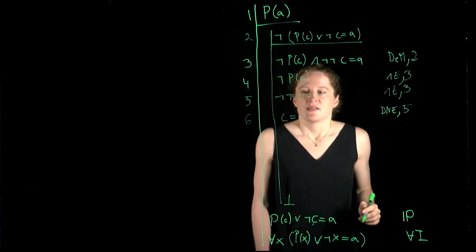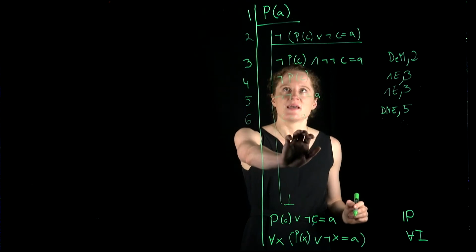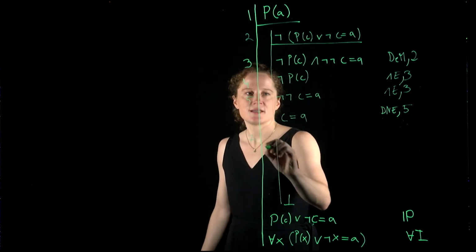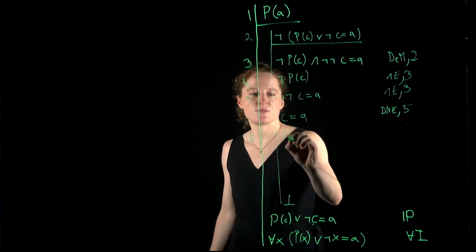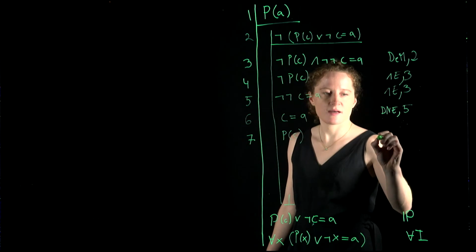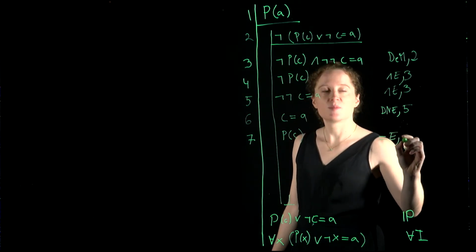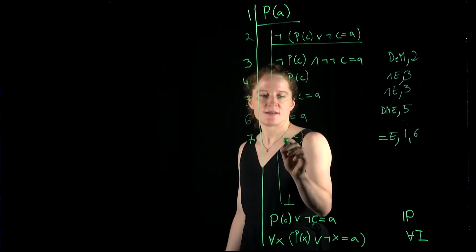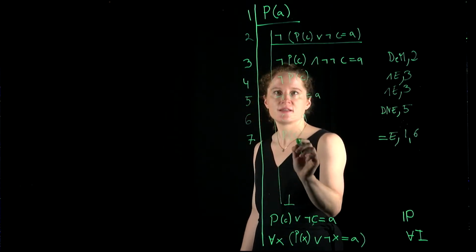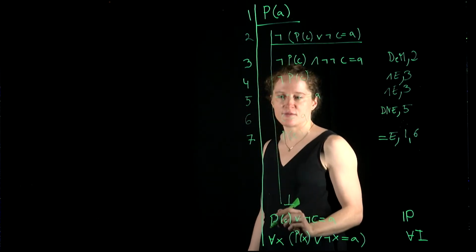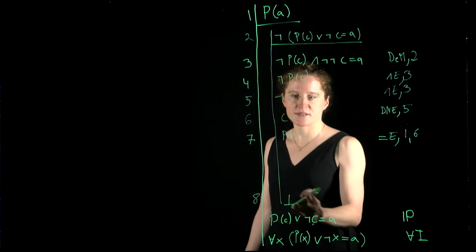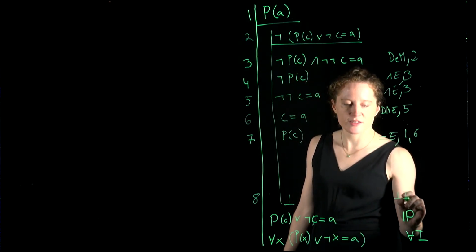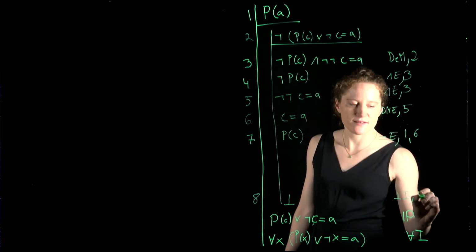Okay, and now I see that C equals A, and I also see that A is P. So that allows me to infer that C is P using identity elimination applied to line 1 and line 6. But now I see that I have the sentence PC in line 7, and I have the sentence not PC in line 4. So these two lines contradict each other, which allows me to infer bottom using bottom introduction applied to lines 4 and 7.